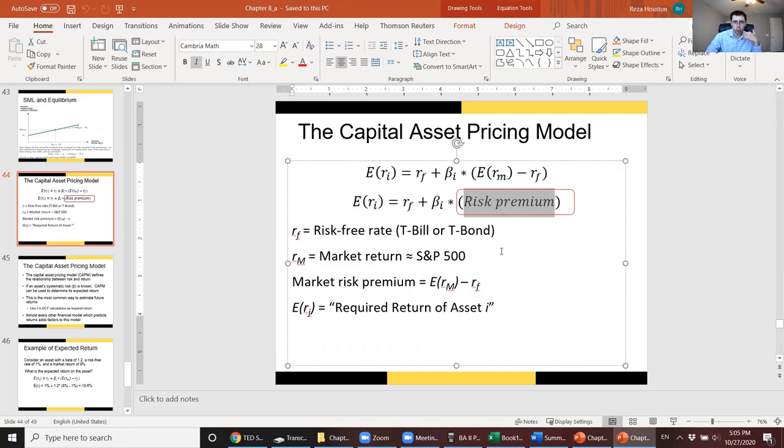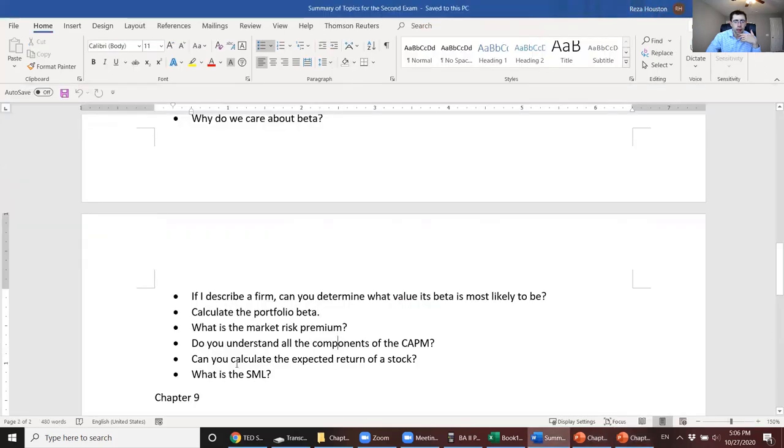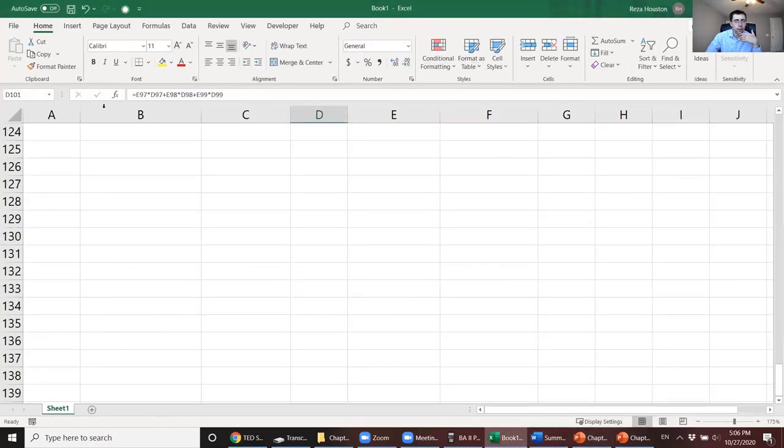The reason we call this the risk premium is because this is literally a premium for taking on the risk of holding a non T-bill, if you want to think of it that way. So the higher the beta, the higher your expected stock return. Can you calculate the expected return of a stock? Well, hopefully. Let's just do one of those.